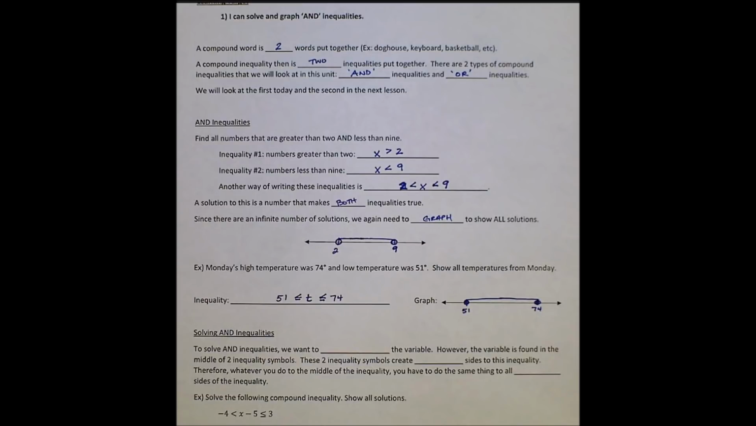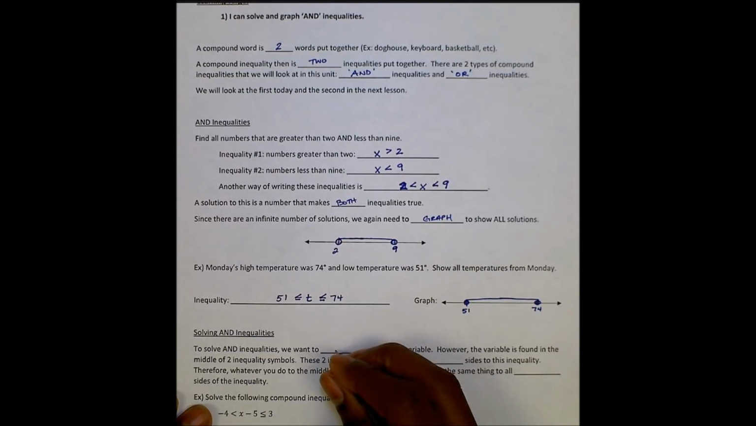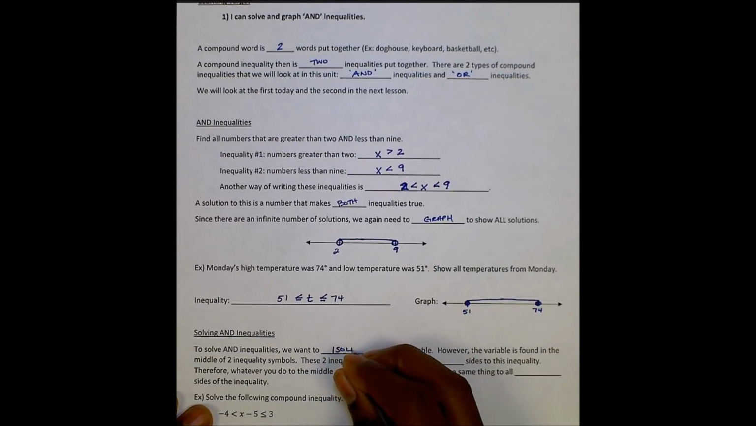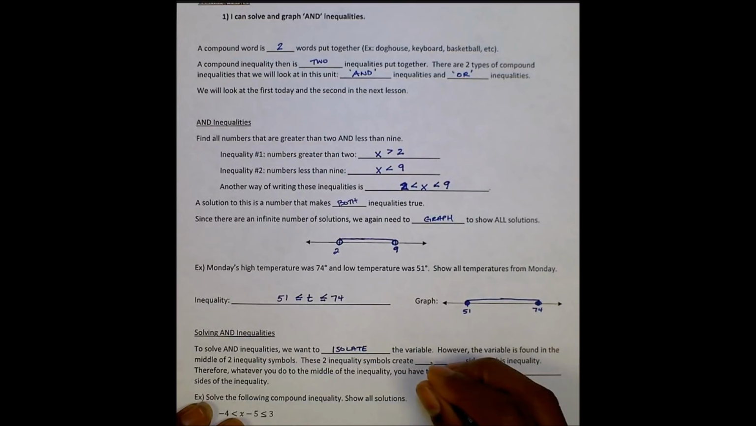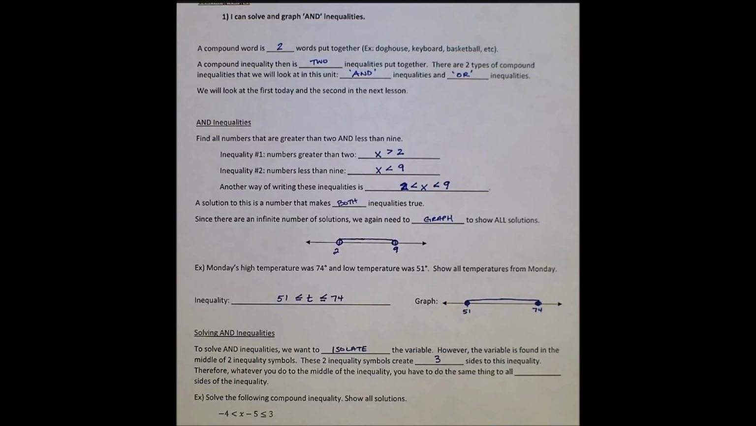Solving "and" inequalities. To solve "and" inequalities, we want to isolate the variable. Just like all other times that we're solving, we get it by itself. However, the variable is found in the middle of two inequality symbols. These two inequality symbols create three sides to the inequality. Therefore, whatever you do to the middle of the inequality, you have to do the same thing to all three sides.